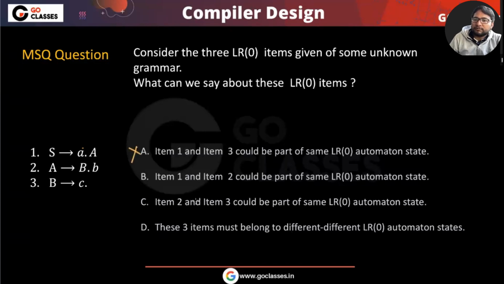Can 1 and 2 be part of the same state? What do you think? Again, no, right? Why? This is saying the top of the stack is capital B, and this is saying the top of the stack is small a. Can 2 and 3 be part of the same state? These are the easy questions. You should be able to tell me quickly. This 2 has B, and this has C, so obviously no. These 3 items must belong to different LR0 automaton states. Is this true or false? Yes, that is true, right?